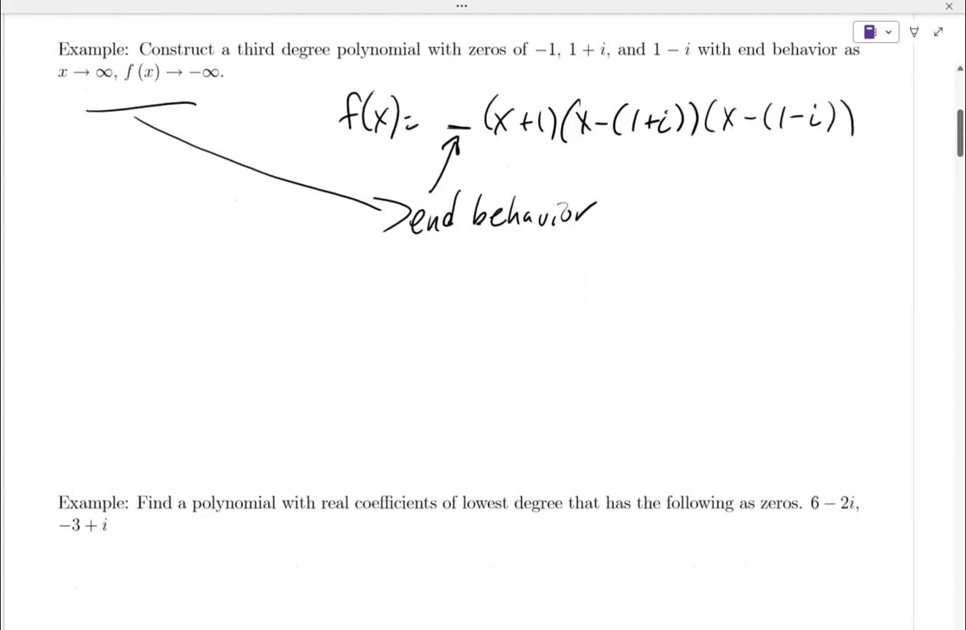I'm not going to bother multiplying that out. The reason why you want the complex conjugates is if you multiply these out, anything that has an i in it is going to cancel when you have those complex conjugates. All right, let's look at the next one.